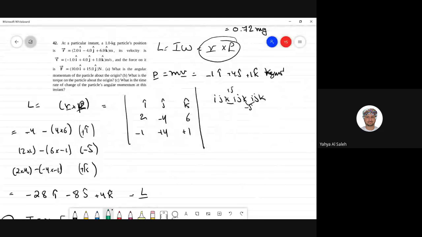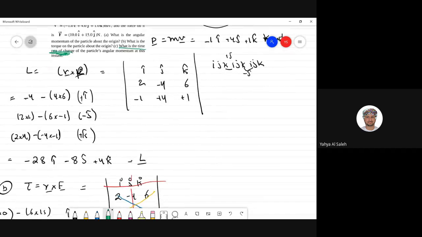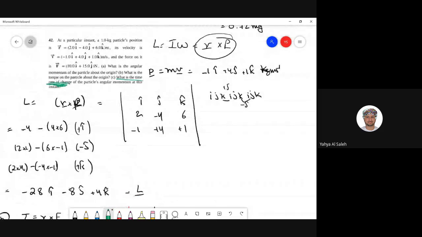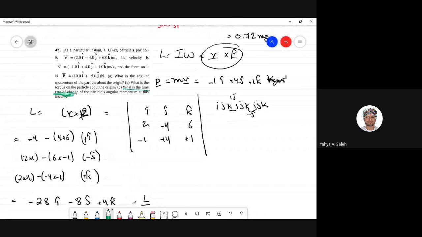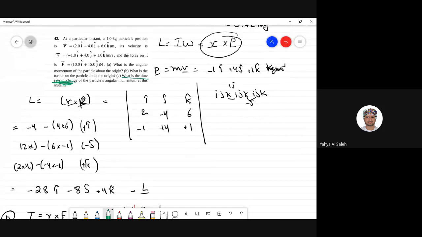It doesn't ask for the time. It says what is the time rate of change, not what is the time. What is the time rate of change? Time rate of change is torque, dL by dt. No. What is the time rate of change? Time rate of change means d by dt of angular momentum. So d by dt of L. dL by dt is torque, which is what we found in part B.